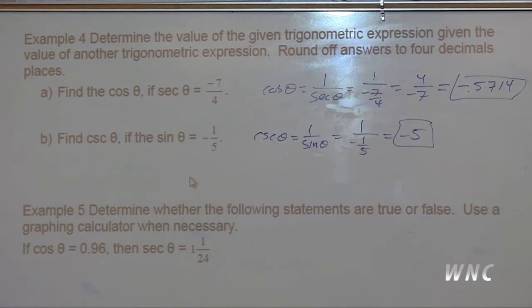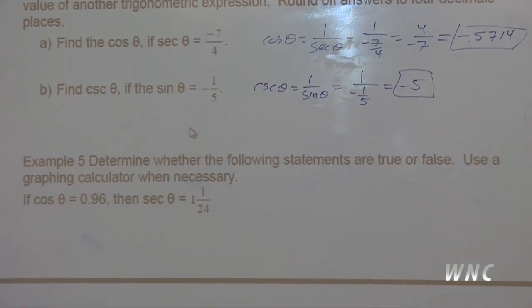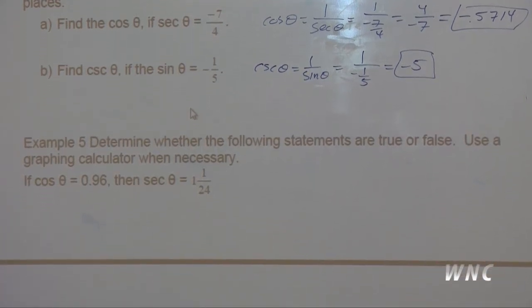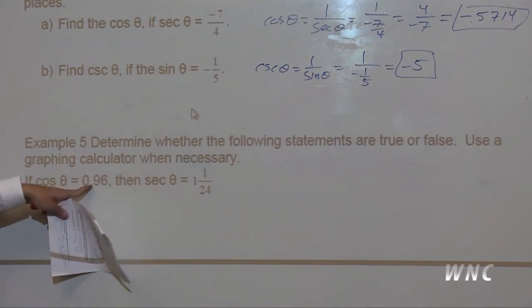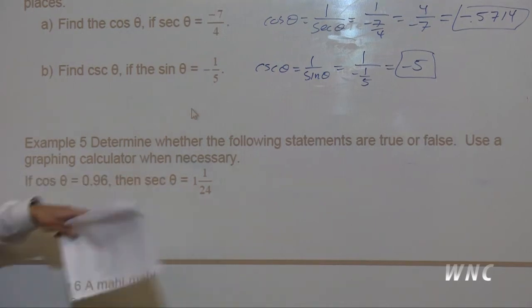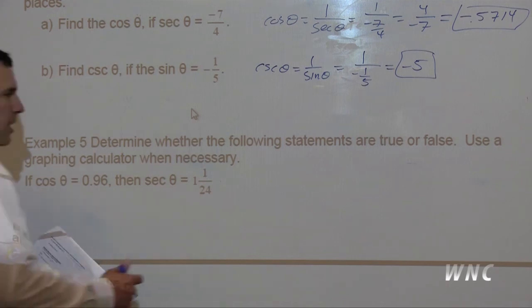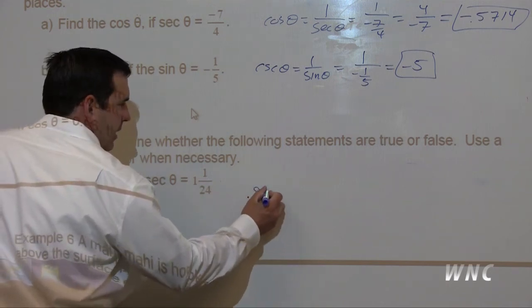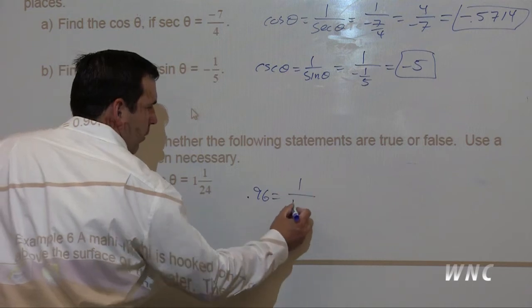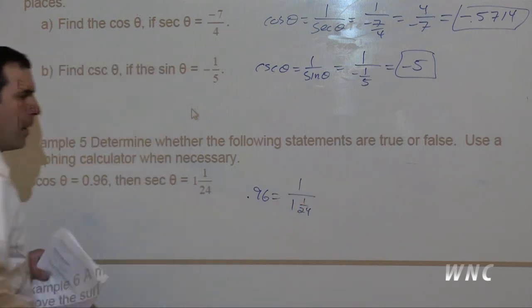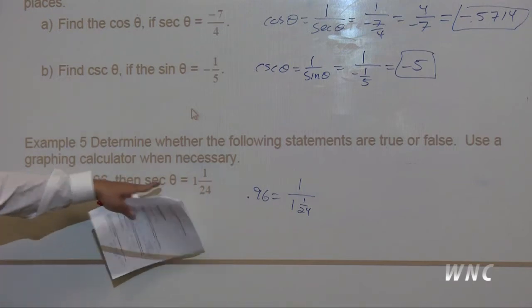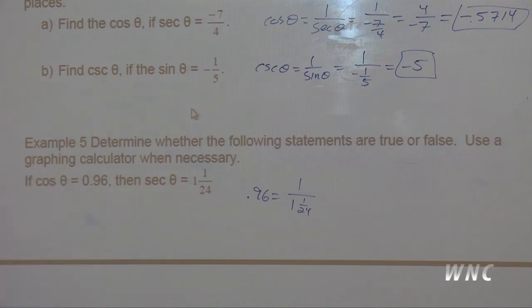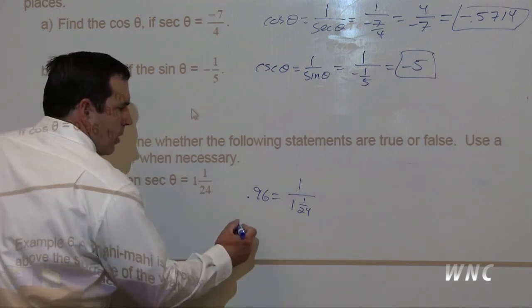Okay, next one, for example 5. Determine whether the following statements are true or false. Use a graphing calculator when necessary. If cosine of theta is 0.96, then secant theta is 1 and 1/24. So the question is, is 0.96 equal to 1 divided by 1 and 1/24? That's the real question, because cosine is 1 over secant, or secant is 1 over cosine. So they're reciprocal relationships.